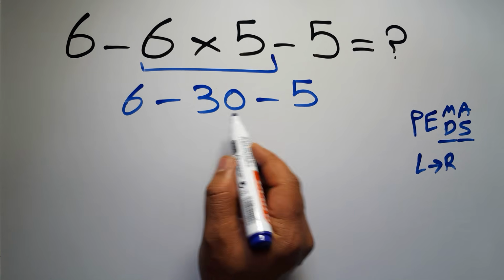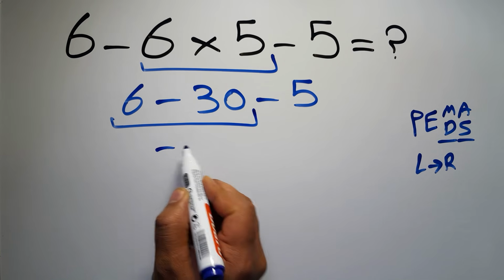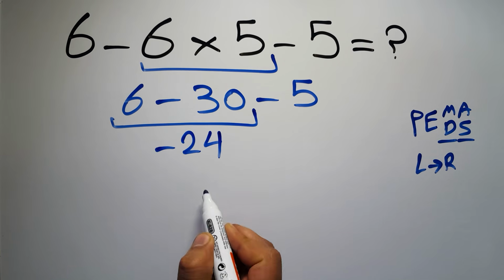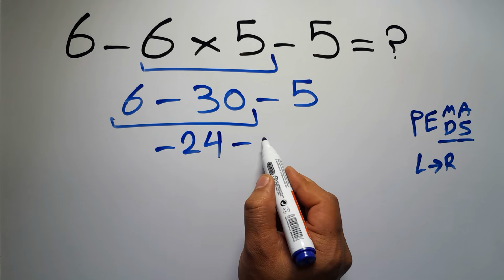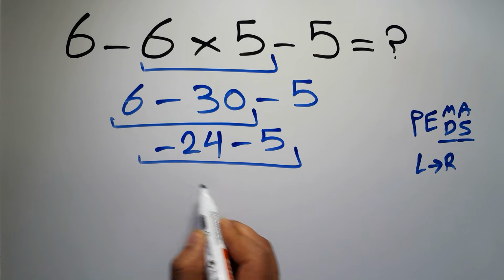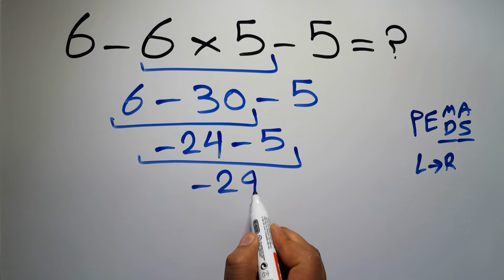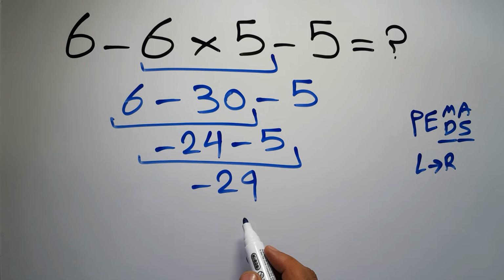6 minus 30 gives us negative 24. So negative 24 minus 5, which equals negative 29. And this is our final answer to this problem.